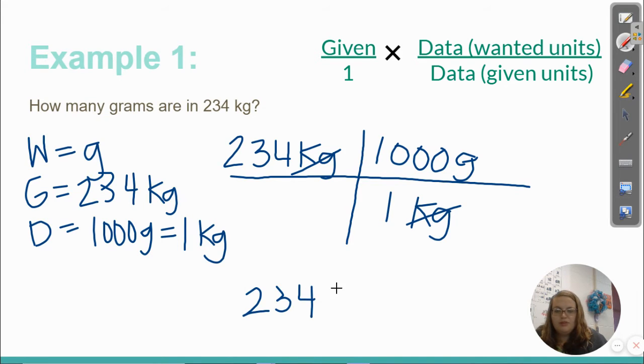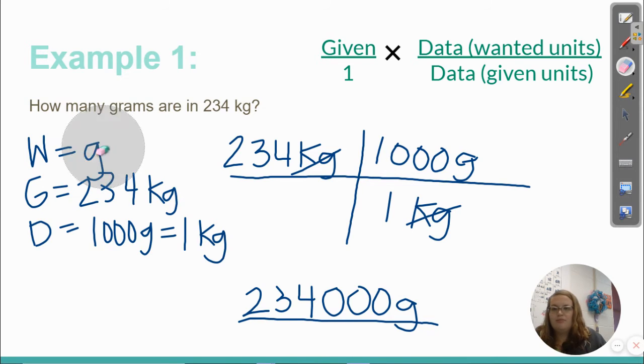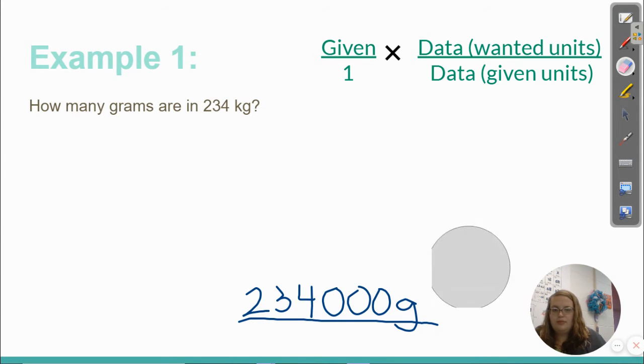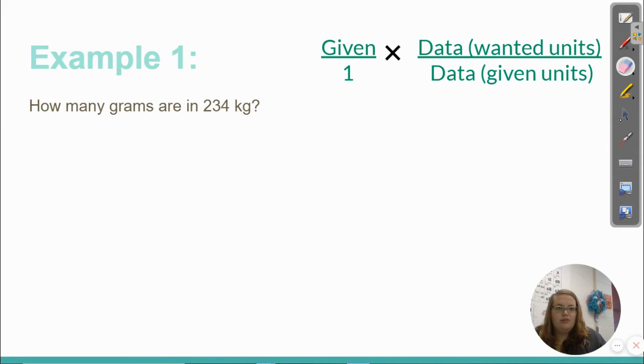And the best part about doing these metric conversions is that you don't have to worry about significant figures because they don't change. So 234 times 1,000, 234,000 is your final answer. Grams, make sure you include your units. All right, let's do the next one.